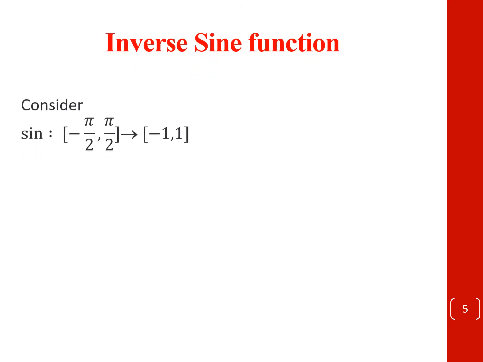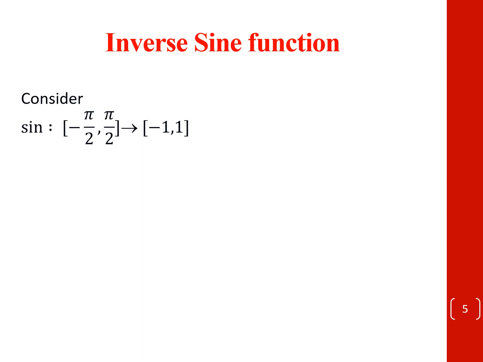See inverse sine function. Consider sine from the closed interval minus pi by 2 to pi by 2 to the closed interval minus 1 to 1. Here we have restricted the domain of the sine function to the closed interval minus pi by 2 to pi by 2. So it becomes 1-1 and onto. Therefore its inverse exists. So we'll write its inverse as sine inverse from the closed interval minus 1 to 1 to the closed interval minus pi by 2 to pi by 2.